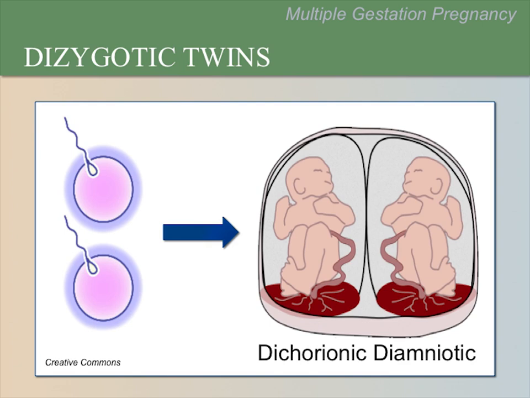This illustration shows dizygotic twins that developed from 2 embryos. Each twin has its own gestational sac and separate placenta. We call twins with 2 placentas and 2 gestational sacs dichorionic, diamniotic.